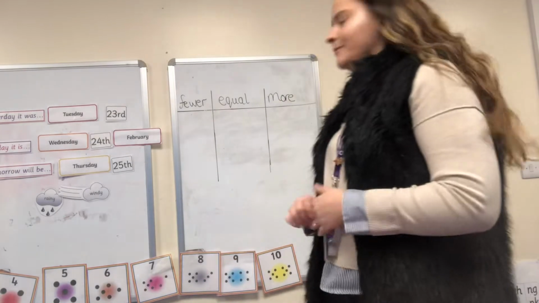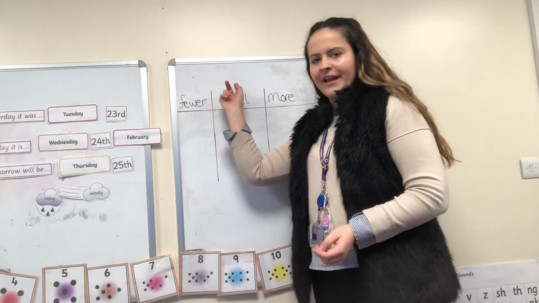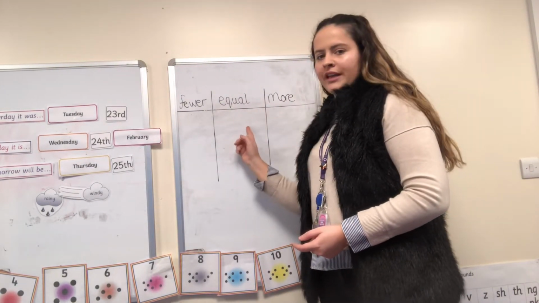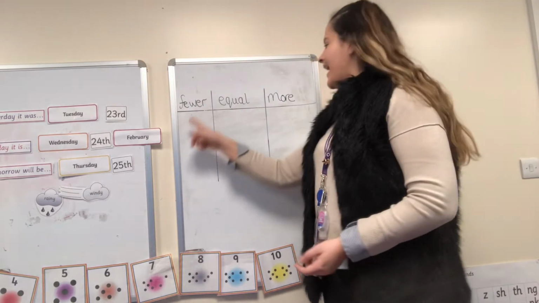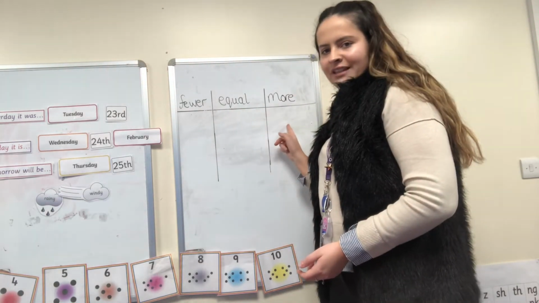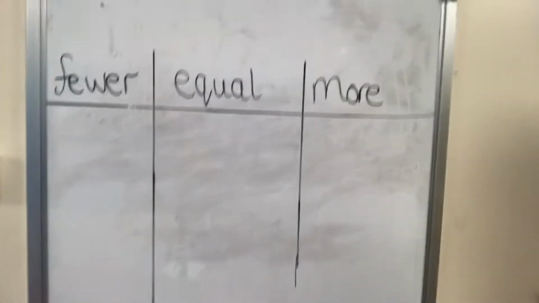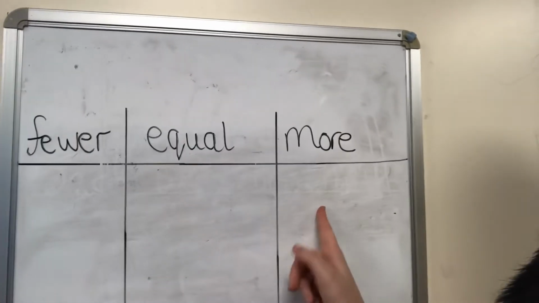Super. So, today what we're going to do is, I'm going to put a number at the top here, and we're going to look at what this number is equal to. We're going to look at numbers that are fewer than this number, and numbers that are more than this number, okay? So I'll just show you the table that we're going to be using. So we've got equal to, fewer, and more.